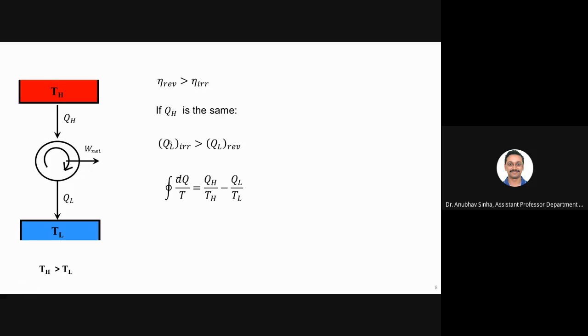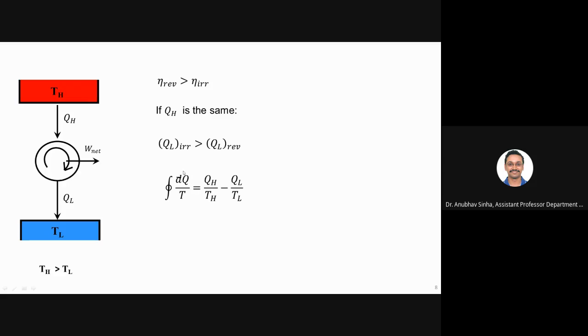Now let us take a cyclic integral. Let us say for the complete cycle, I want to calculate dq by T. This is something which I am interested in. For the complete cycle, there are only two processes where we exchange heat. One is heat coming from TH, and the other process is heat getting lost to TL. So dq is QH for this. QH is coming at temperature TH, so QH by TH minus, now this is heat lost, so I'll write minus QL by TL. Is this fine?